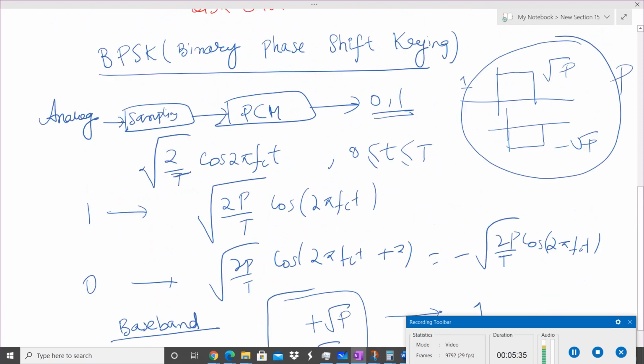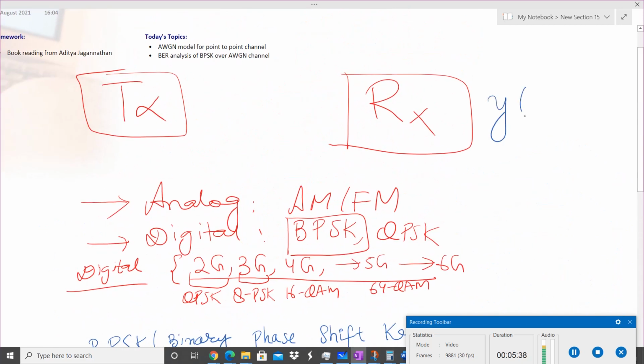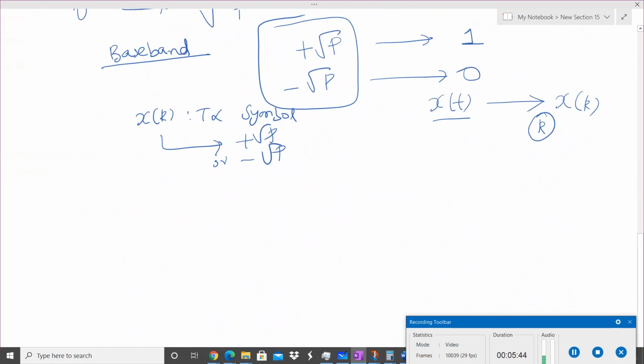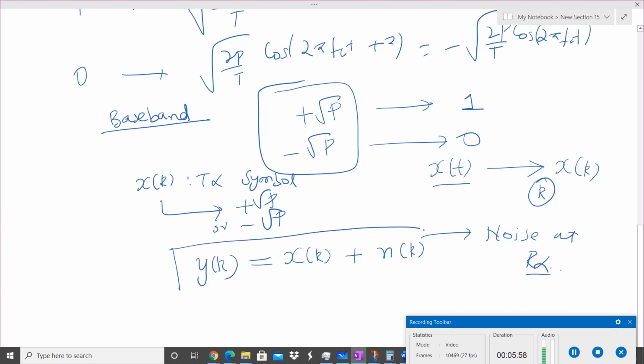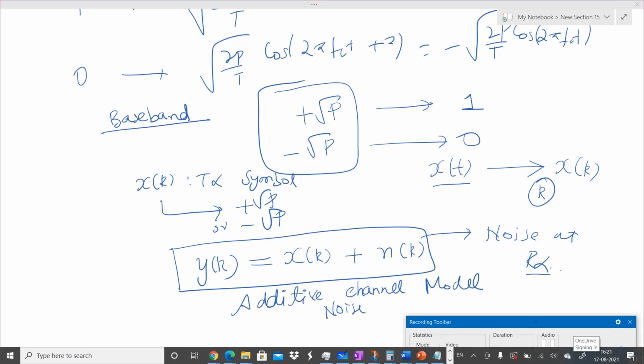Now what you receive at the receiver, you represent as y of k. Okay, this is x of k. And there is noise at the receiver which is getting added up. So let's represent that noise by n of k. So this is the noise at the receiver. Okay, and this is what you see: y of k is x of k plus n of k, and this is the additive noise channel model, right? The noise gets added up. There is a specific reason for why it gets added up and why it doesn't get multiplied. Okay, and that we will do later on.